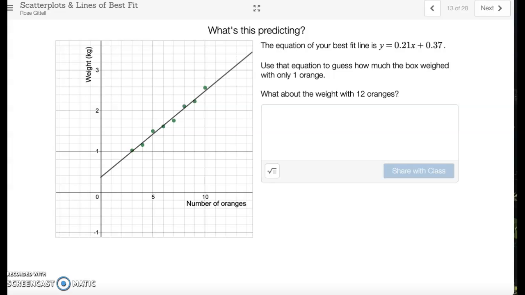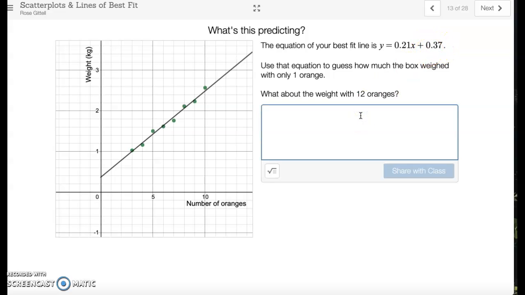Okay, we're going to quickly go over the second example. So we have a scatter plot here, the line of best fit. This time the slope is positive, and we have our equation here. We can see from the equation the slope is 0.21 and the y-intercept is 0.37.